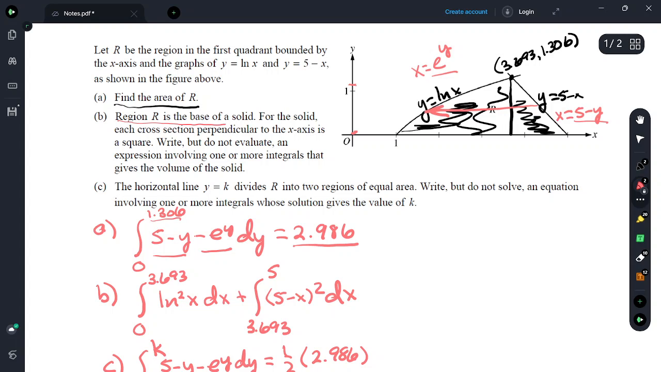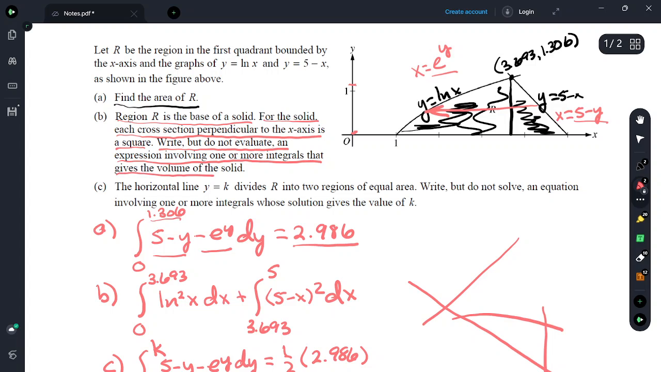Region R is the base of a solid. All right, so base of a solid, and here's the natural log of x, and let's say that's the line. For the solid, each cross-section perpendicular to the x-axis is a square. Write but do not evaluate an expression involving one or more integrals that gives the volume of the solid.